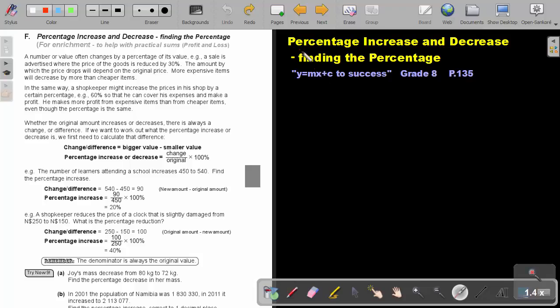Part 7, percentage increase and decrease, finding the percentage. In the previous part, we were doing percentage increase and decrease and finding the amount. Now we are going to find the percentage. You will find this on page 135 in the Namibian Mathematics Grade 8 textbook, y equals mx plus c to success. Before I go through this page, I'm first going to take you back to the table.